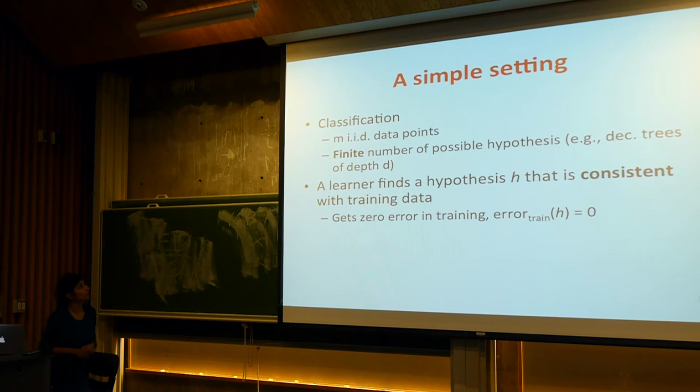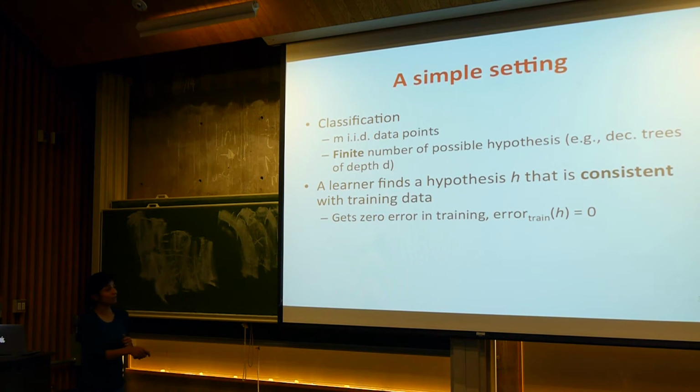Okay, so continuing with our simple setting, we'll consider initially that we get to pick a classifier. So there's a learner, and he picks a classifier that is consistent with the training data. The word consistent is used to mean it achieves zero training error.